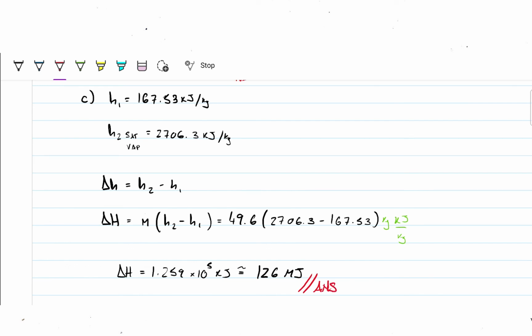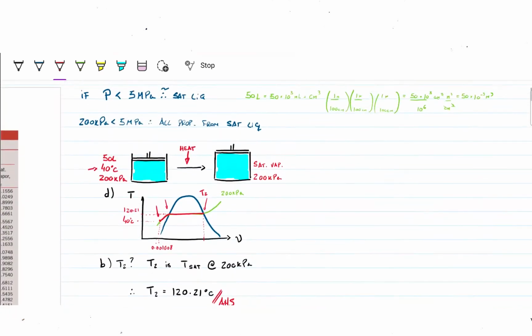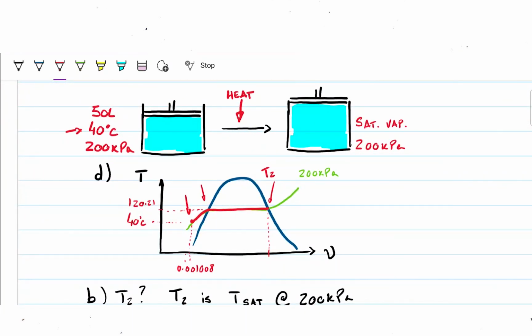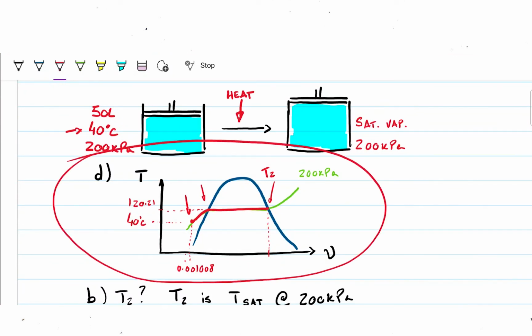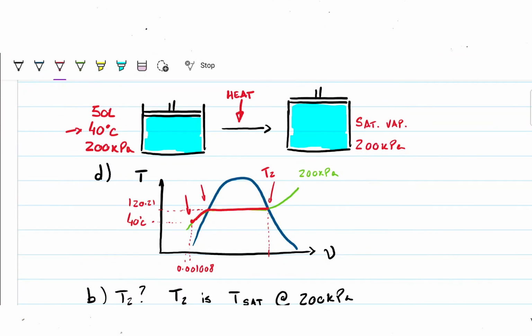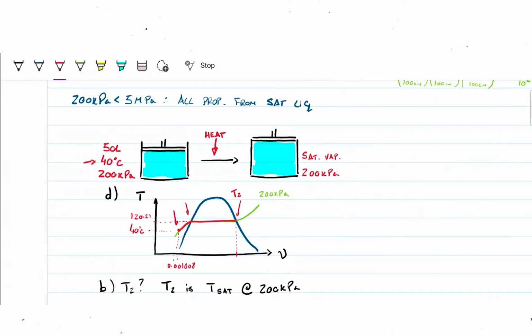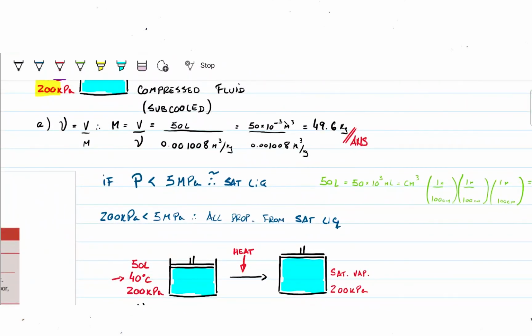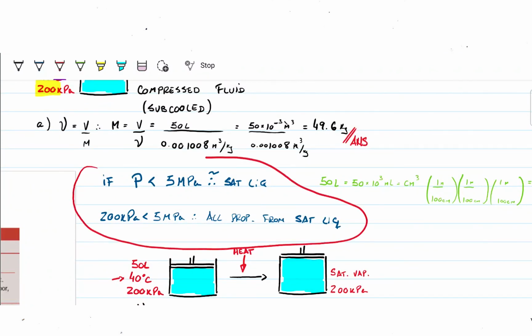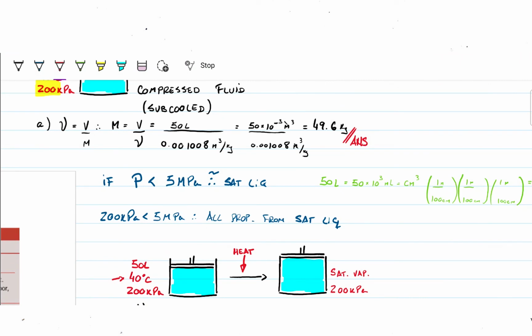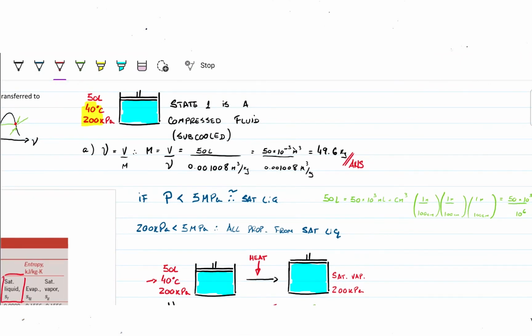Okay, so we've done 1, A, B, C, and D. This is a bit harder because you need to understand how this works. You need to have a clear idea of how this works so that you can solve for part B and C. You need to be comfortable with identifying the states. You need to be comfortable with this idea here of approximating properties to the saturated liquid, as long as you have a subcooled fluid or a compressed fluid. And the pressure is not that great, smaller than 5 megapascals.